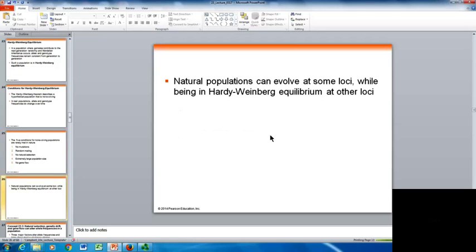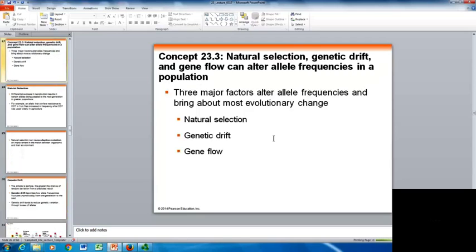So natural populations can evolve at some loci while being at Hardy-Weinberg equilibrium at other loci. So there can be some traits that don't appear to be evolving while others are. There are 3 major factors that alter the allele frequency and bring about the most evolutionary change: natural selection, genetic drift, and gene flow.